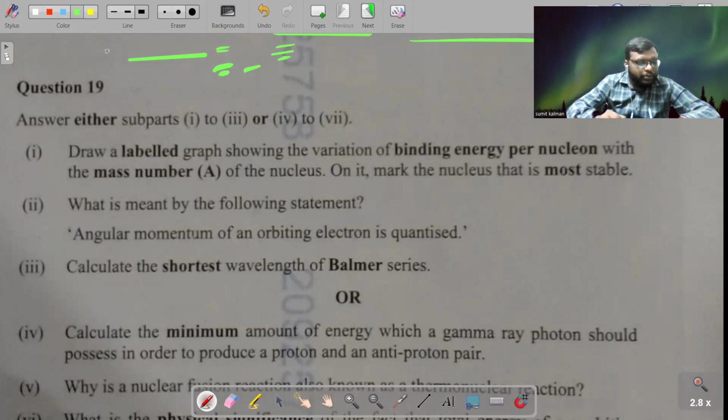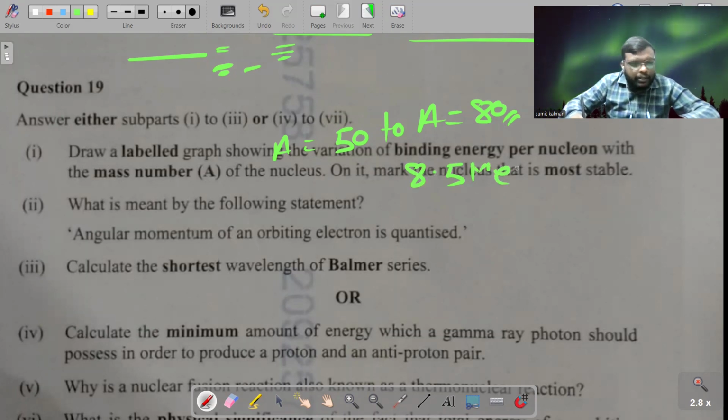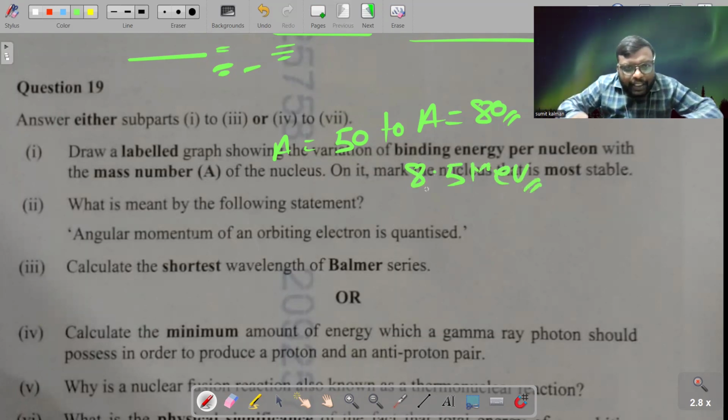और स्टूडेंट्स, न्यूक्लियाई हैविंग मास नंबर बिटवीन A इक्वल टू 50 to A इक्वल टू 80, दे आर मोस्ट स्टेबल. और इनकी जो एवरेज बाइंडिंग एनर्जी पर न्यूक्लियॉन्स होती है वो 8.5 मेगा इलेक्ट्रॉन वोल्ट होती है. एंड स्टूडेंट्स, आपको यहाँ पे दिखाना था कौन सा न्यूक्लियस जो है मोस्ट स्टेबल होगा.